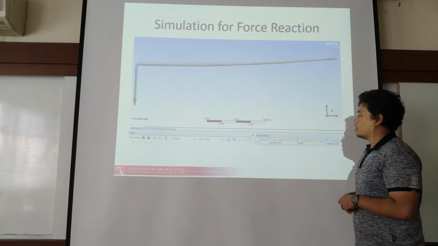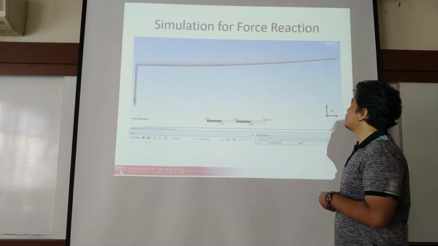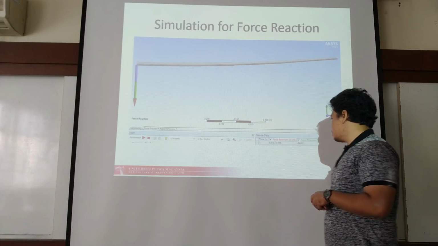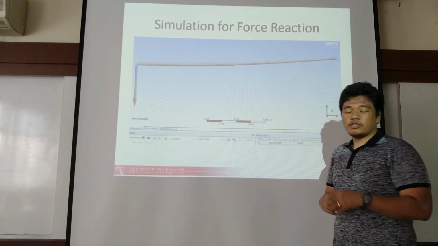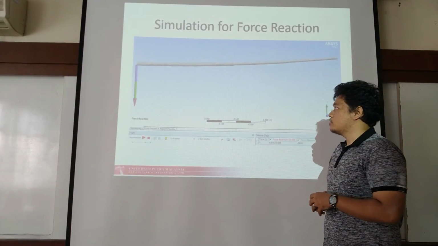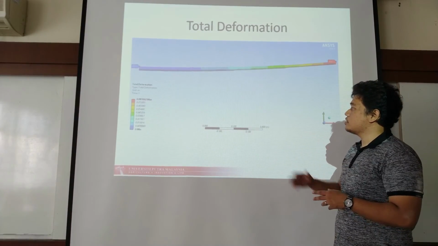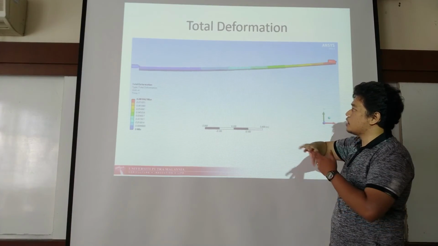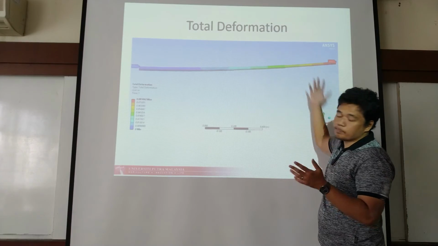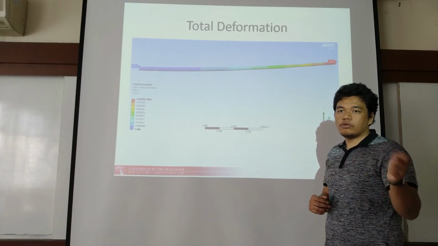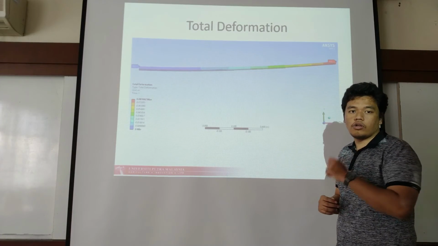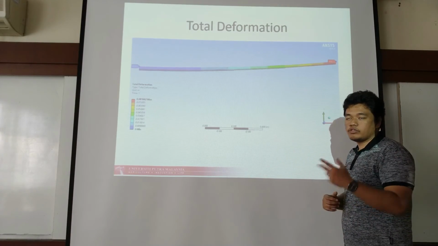Next. This is the simulation for the force reaction, where we get the force from the simulation the same as the theoretical calculation that we have got. Next. This is the total deformation, where we can see how the pole will deform when it is used, or when it is knocked at the wall or the road when the user uses it.